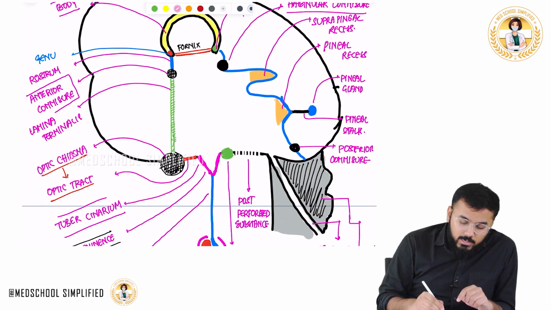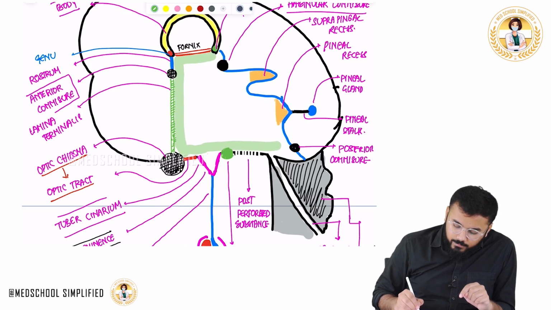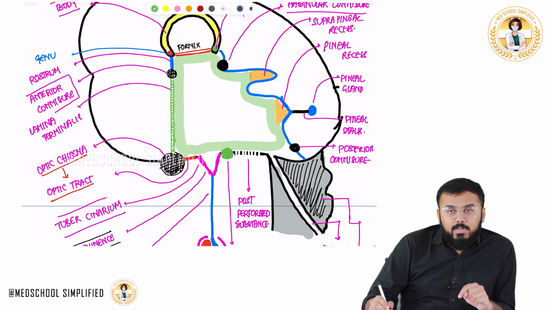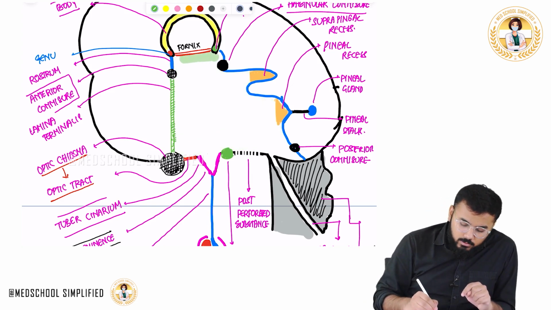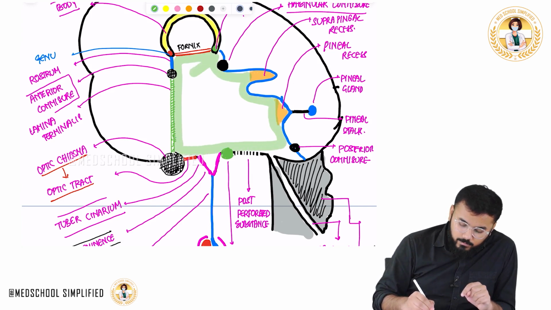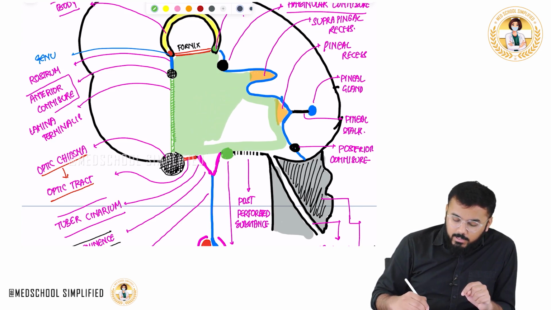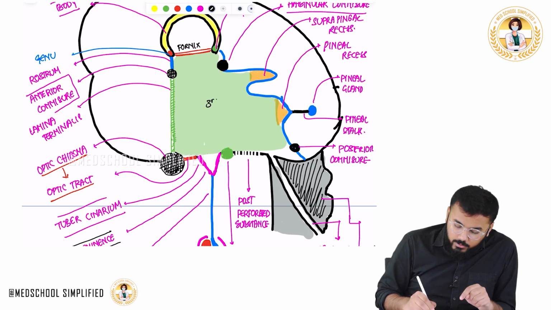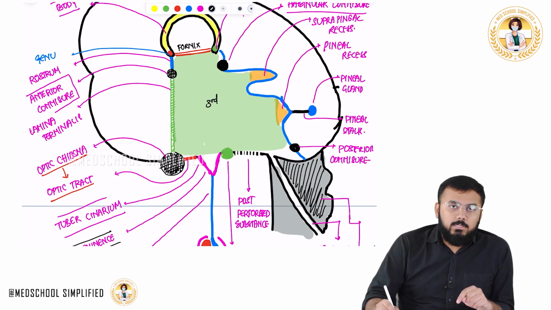Now, if you look very clearly here, you see a cavity. You see this cavity in the center, this cavity which I am drawing right now. Let me completely shade it down. So, this cavity which I am highlighting right now with the green is called the cavity of the third ventricle, or cavity of the diencephalon.